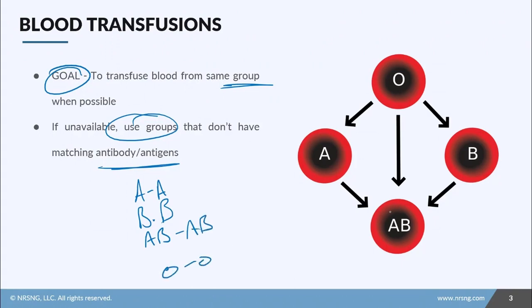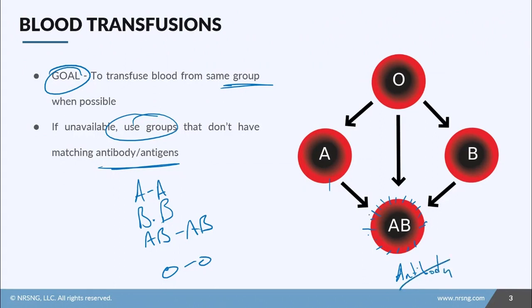So let's look at this, for instance. If we start with group AB, they have both the A and B antigens all the way around. They have no antibodies to recognize as foreign invaders.